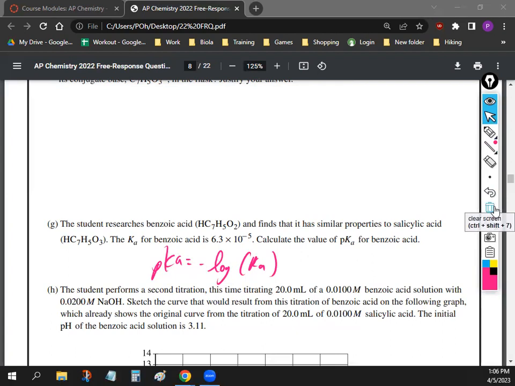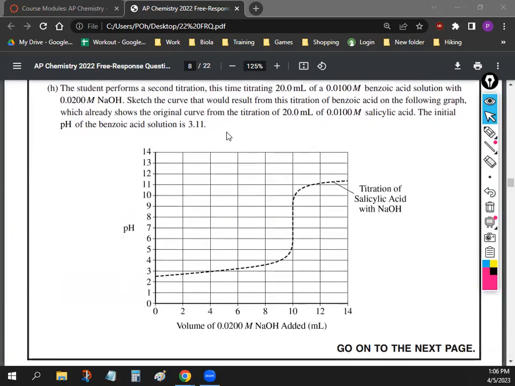All right, let's move on to part H. Part H is telling you that you're performing a second titration, and the initial concentration of the solution is 3.11. We had this on the test too. You should start your curve right here. Since you start higher up on the pH scale, you're going to go up at a higher place, but the equivalence point is going to be the same pH. Something like this.